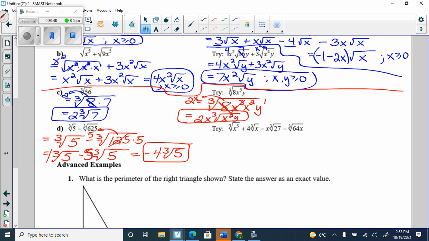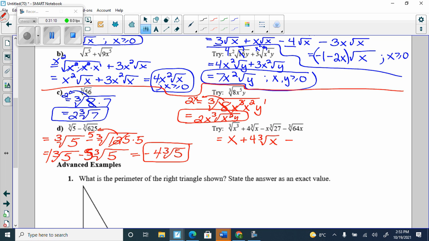And then these ones have to break down. So the cube root of x cubed. What's the cube root of x cubed? It's just x. The whole thing comes out. Cube root of x cubed is an x. No cube root sign anymore. Plus 4 cube root x, nothing I can do with that.